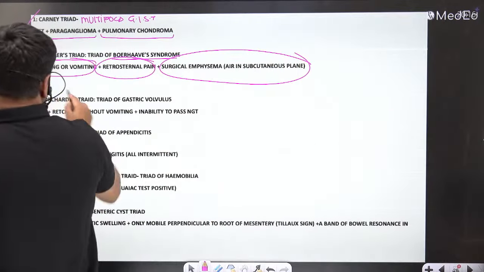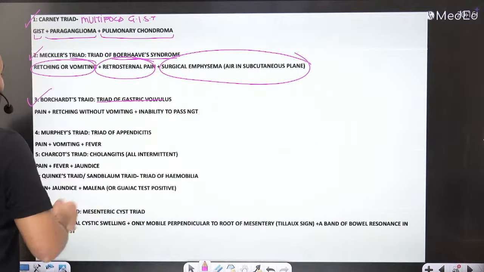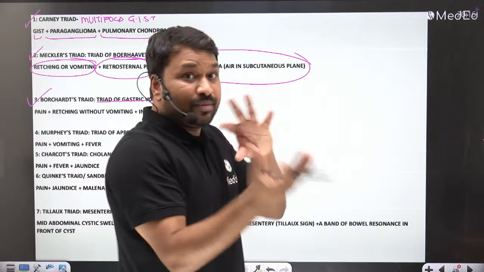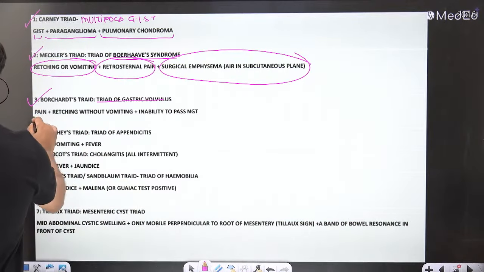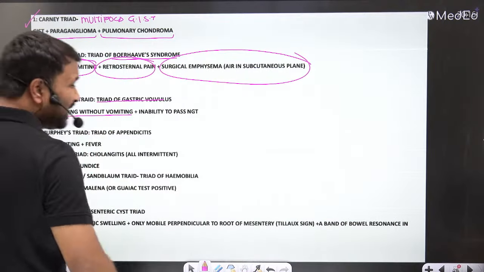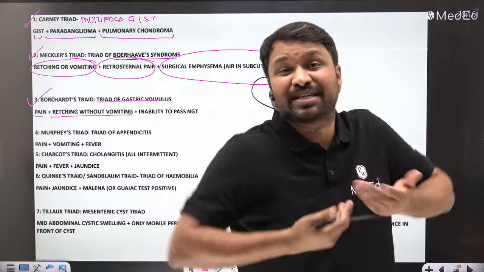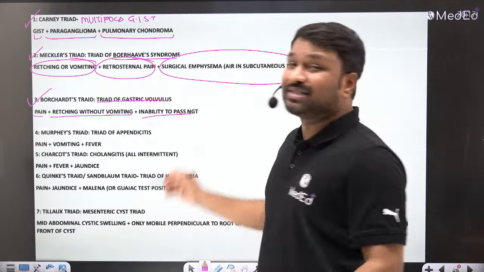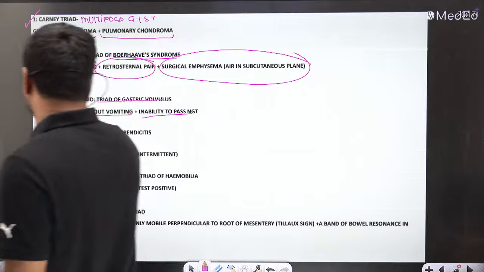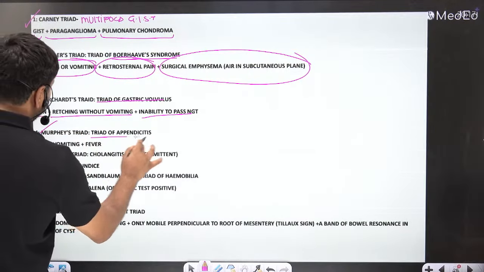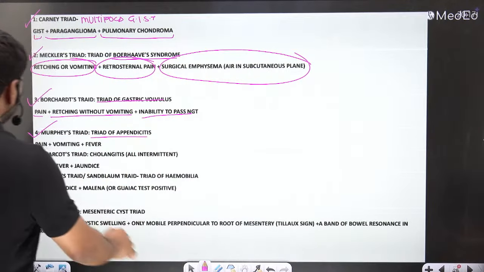Then you have Bouchard's triad, which is seen in gastric volvulus. When the stomach is going to twist, obviously it will have pain. Retching without vomiting, because the stomach is compressed, the vomitus cannot come out, and inability to pass a nasogastric tube, again a very important component. Murphy's triad is seen in appendicitis: pain, vomiting and fever.